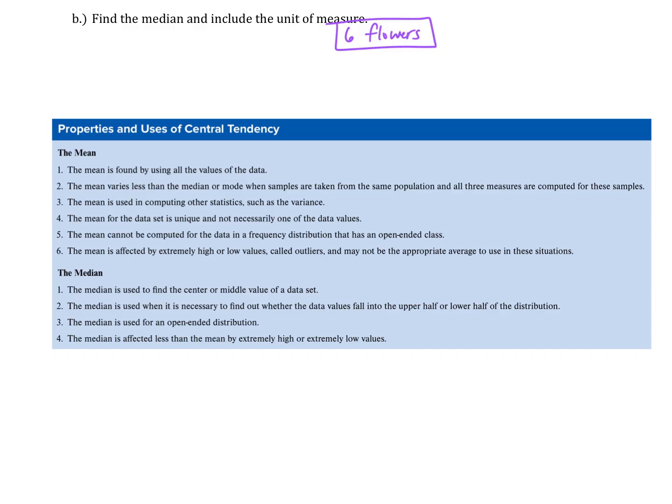Median is used to find the center or middle of a data set. It's used when necessary to find out whether the data values fall into the upper half or lower half of the distribution. It's used for an open-ended distribution, and it is affected less than the mean by extremely high or low values.